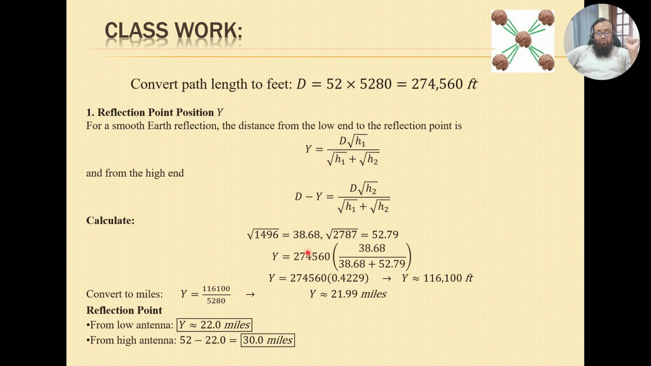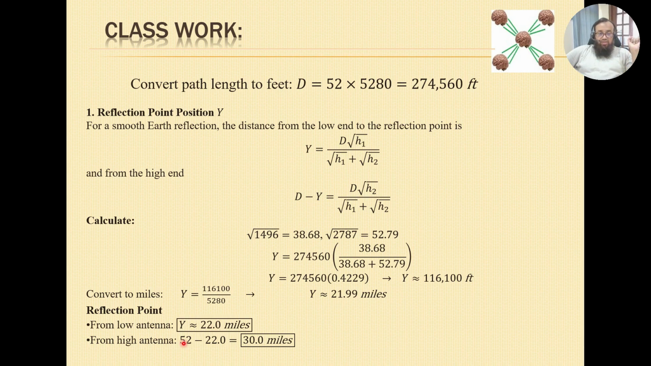So y is equal to d, and then this is under root h1, under root h1, under root h2. So we get this, that this should be multiplied by 0.429, which gives us a value of 116,100. So we will again make it like here we multiplied it from the 1 mile, I mean number of feet in 1 mile. So here we will divide it, and we get that y is 21.99, almost 22 miles.